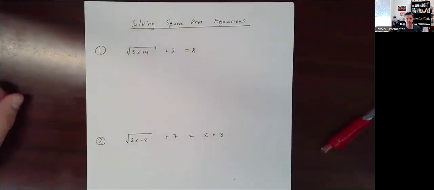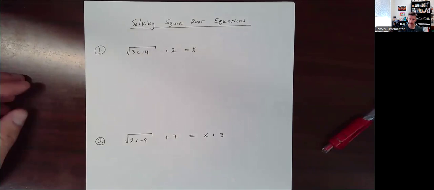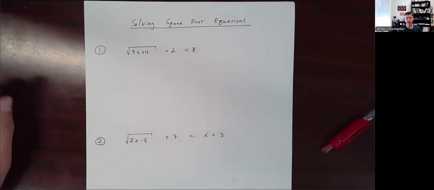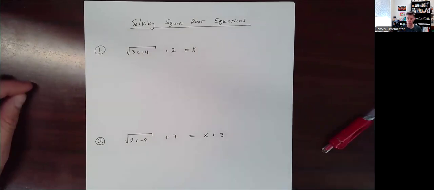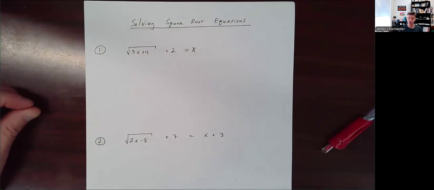Hey everybody, this is a short video to address a couple things I feel like I missed in the video for homework 2, which was quadratic equations, factoring, and rational equations. The one thing I missed was solving square root equations, and then on the next page, there's some examples of one other thing that I didn't do well.